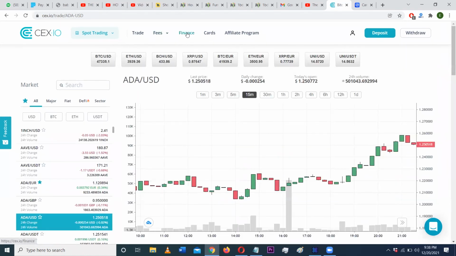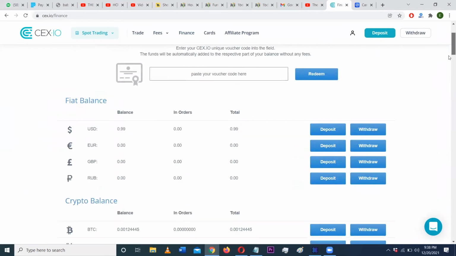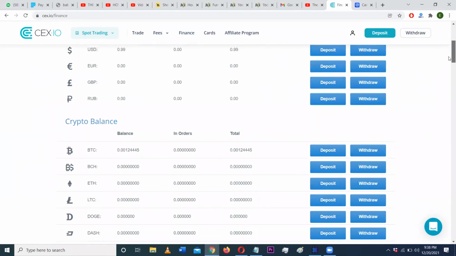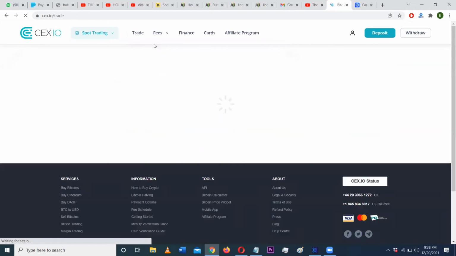Okay, let me check. So okay, I remember now. I don't have dollars, I have Bitcoin. I was trying to sell my Bitcoin and then I canceled the order, right? So my Bitcoin is still on my account. So if I want to buy a different coin, I have to go and sell this Bitcoin. So let me go and sell Bitcoin.